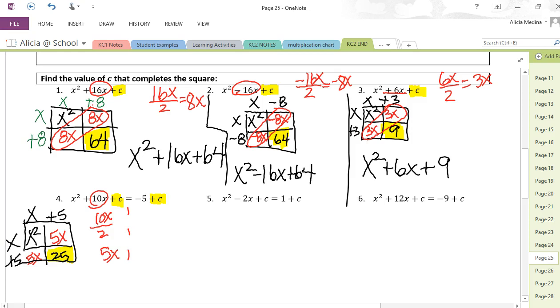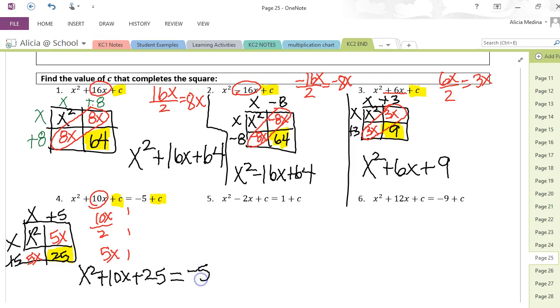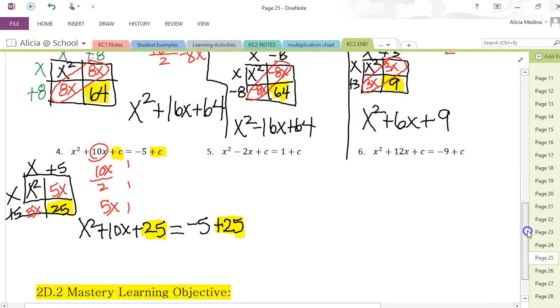So when I write my trinomial on the left side, it is x squared plus 10x plus 25. On the equal sign side, I have that negative 5 still, plus that same C value. So we see that C value appear on both sides. We have to plug it in on both sides. I'm going to scroll down a little bit so I can simplify this.